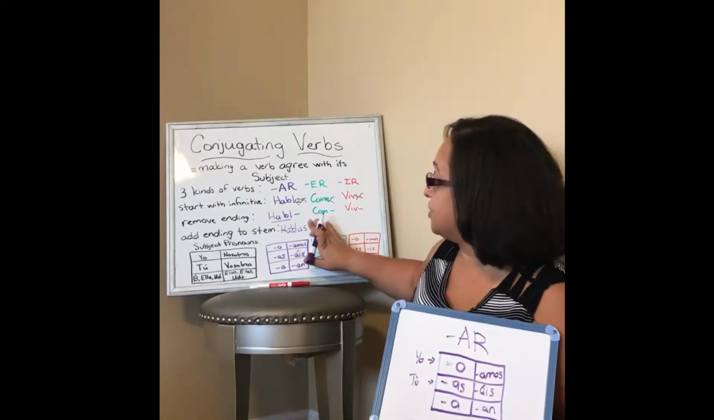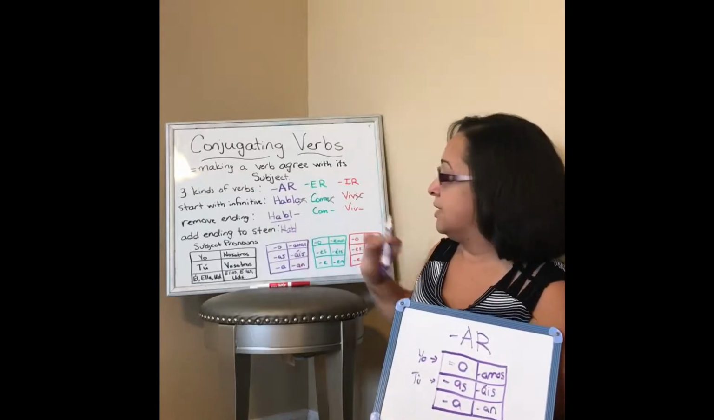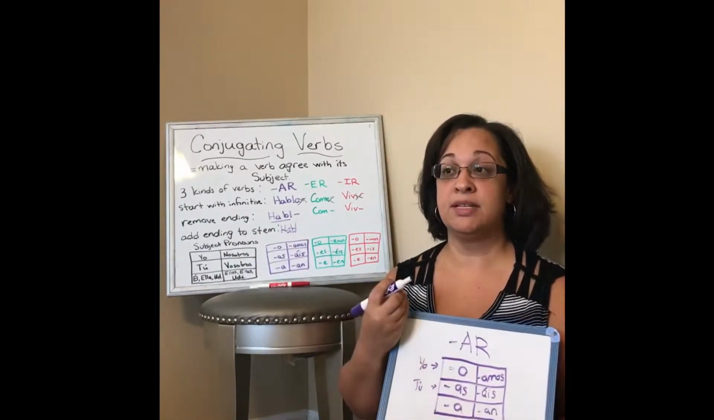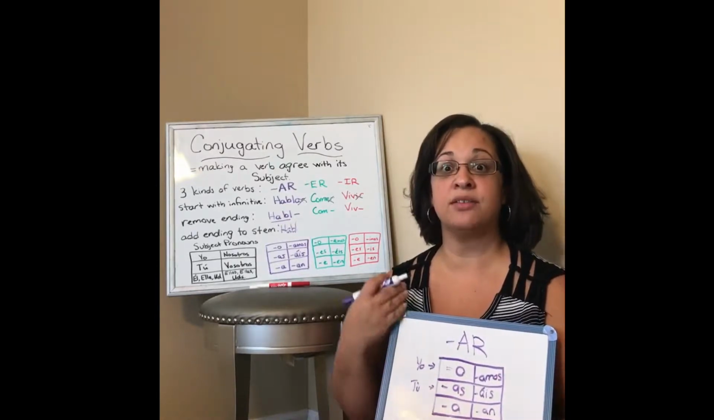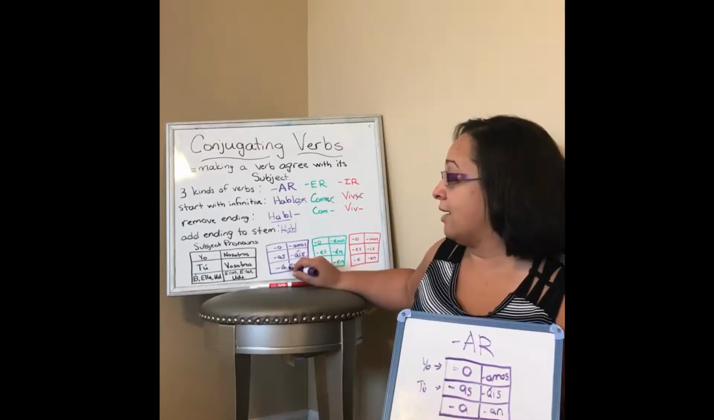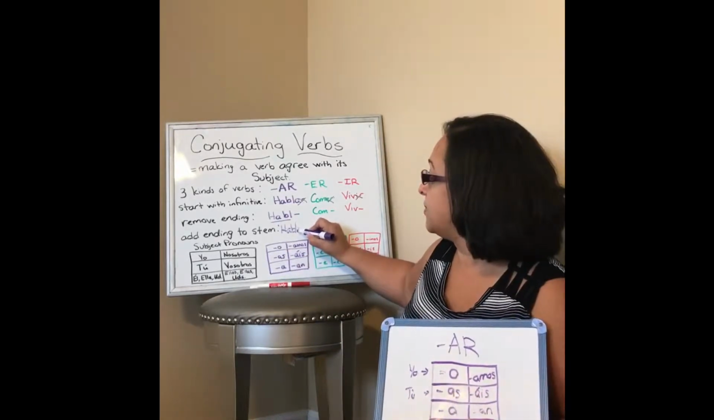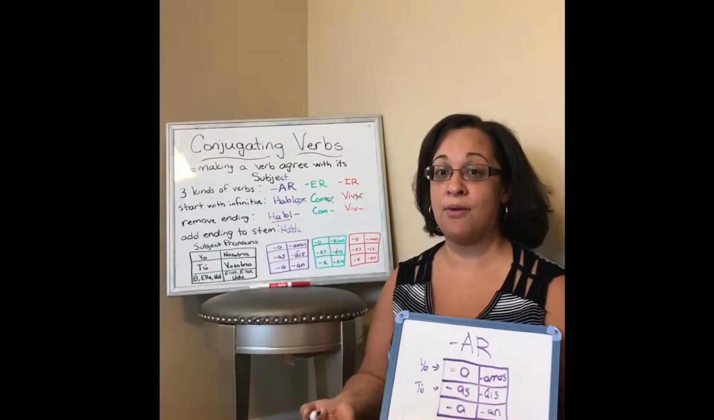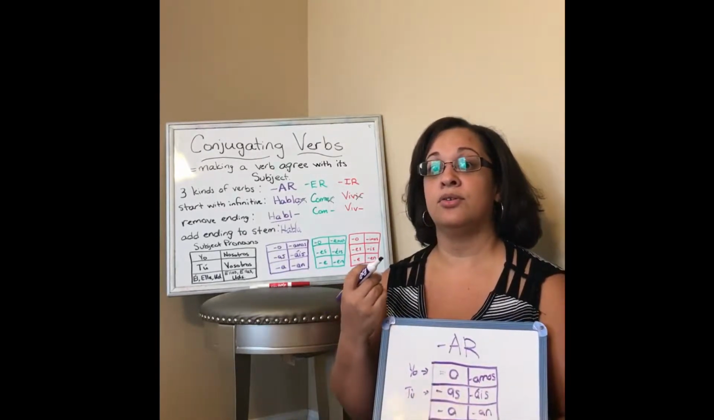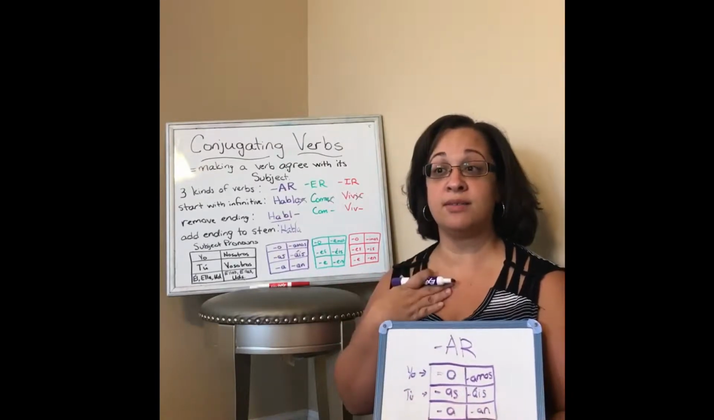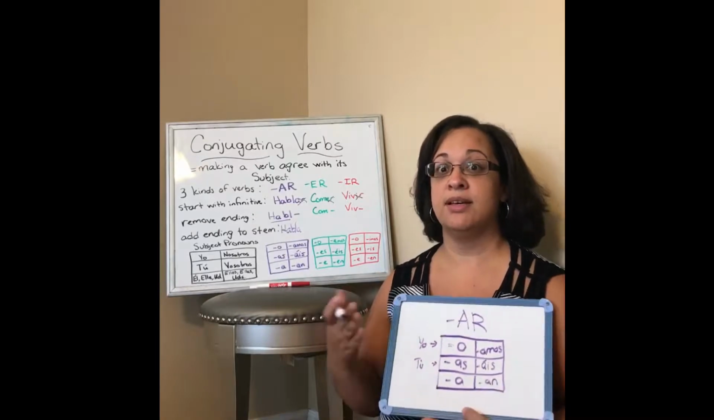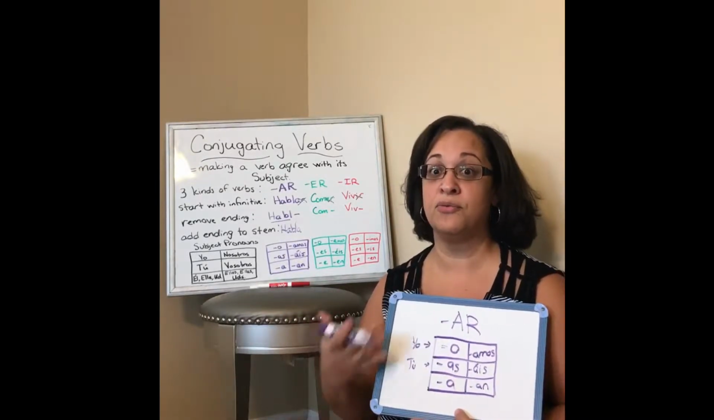If I want to change that to he, she, or you formal, which means it's someone of respect or someone that's older, then we would use the ending a. Okay, so he speaks would be él habla, she speaks would be ella habla, you speak formal if you're talking to me as your teacher would be usted habla, which means he, she, you formal speaks.